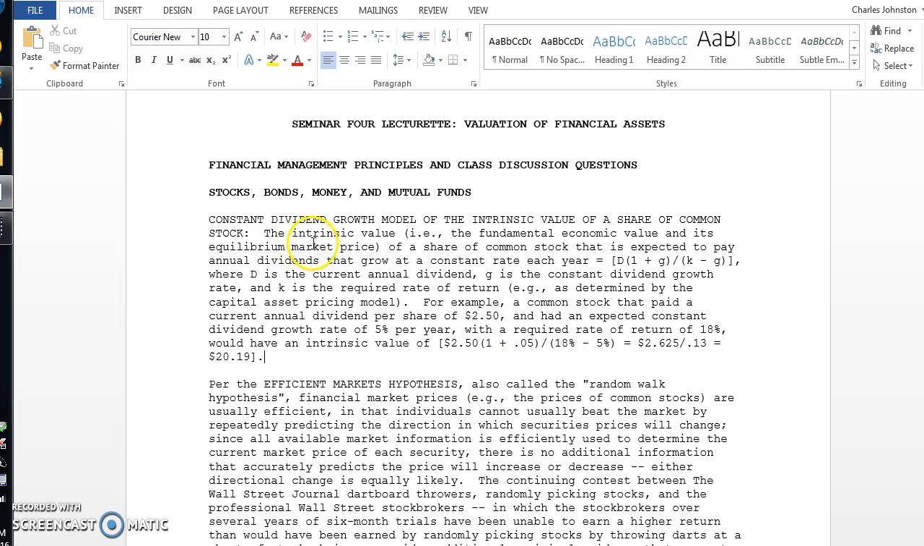So let's read this. The intrinsic value, which is to say the fundamental economic value and its equilibrium market price, of a share of common stock that's expected to pay annual dividends that grow at a constant rate each year, is equal to, now this is the equation, dividend times the factor 1 plus g divided by the factor k minus g, where D is the current annual dividend, G is the constant dividend growth rate, K is the required rate of return.